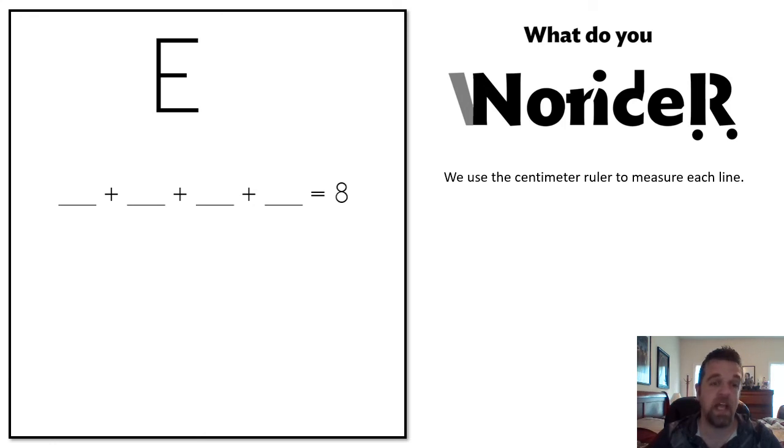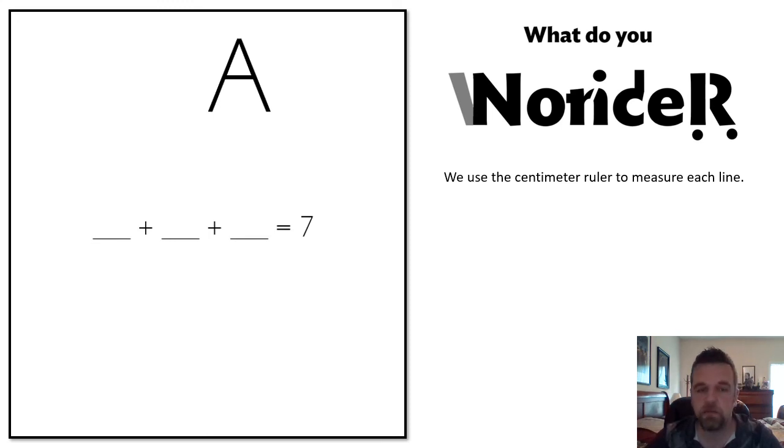Now we're going to go ahead and measure the E here. That's 3 centimeters, 2 centimeters. Now this one measures 1 centimeter because it's not quite at 1.5 centimeters. So we're going to round down. If it's not at that half centimeter mark, we have to round down. And 2 centimeters. 3 plus 2 plus 1 plus 2 is equal to 8. Or if you were going to rearrange the addends, 3 plus 1 is 4, 2 plus 2 is 4, 4 plus 4 is 8.